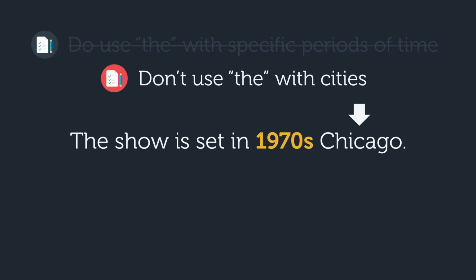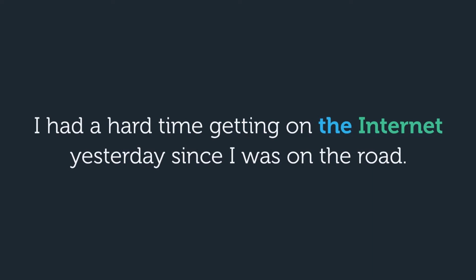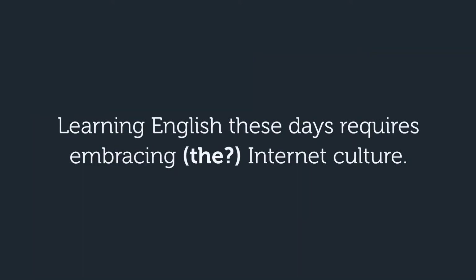You probably have a really good idea of what the overall problem is here, but let's look at one more example to solidify it. Does "the" fit in this sentence? Yes. Internet is the noun, and we know we use "the" when there is only one of something. There's only one internet. So then, does it fit here as well?